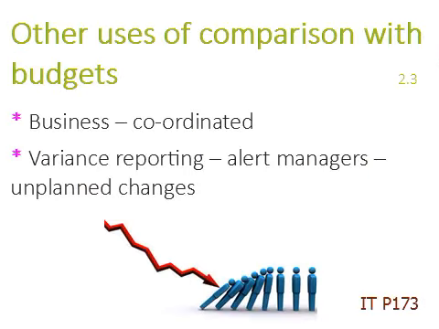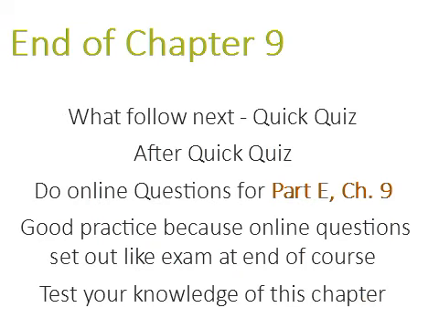A budget will help a business become coordinated. It will show the different departments what they need to do to achieve the business's goals. Variance reporting is important in alerting managers to unplanned changes in a section of the business that may affect another section in the business. This is the end of Chapter 9.